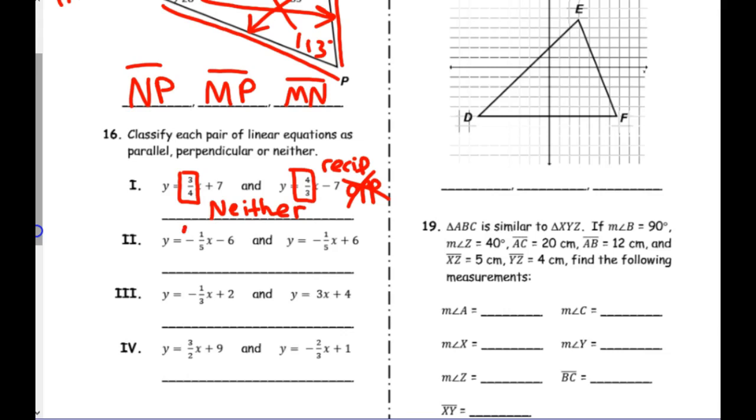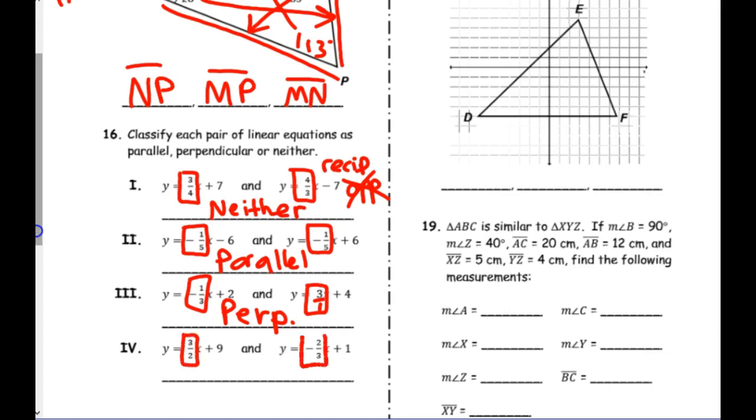On number 2, you have same slope, which means parallel. On number 3, you have negative 1 over 3. And then over here you have positive 3, and you can put it over 1. Those do change the sign. Those do flip the fraction. Those are opposite reciprocals, so it is perpendicular. And then number 4, you have positive 3 over 2 and negative 2 over 3. It is opposite. It's reciprocal. That's another example of perpendicular.